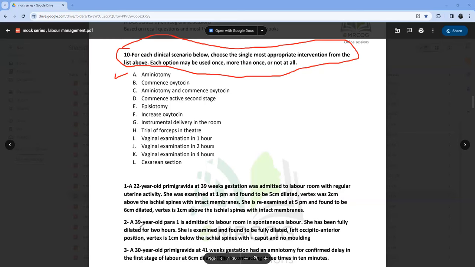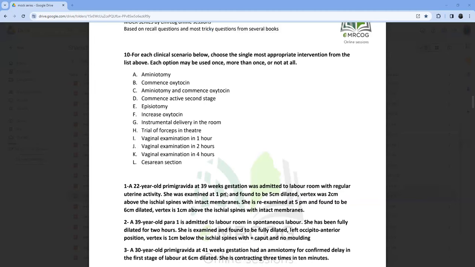Okay, how about two? Case number two says a 39-year-old, para one, admitted to the labor room in spontaneous labor. She's been fully dilated for 2 hours. Now examined and found to be fully dilated, left occipito-anterior position, vertex 1 cm below the spine with plus caput and no molding. So what is the appropriate management for this case? She is para one, 2 hours, fully dilated. So we need to offer her something now. And yes, it will be the trial of forceps. And is it in theater or in the room?